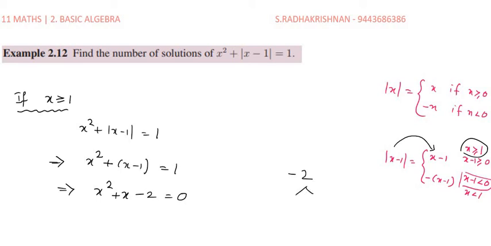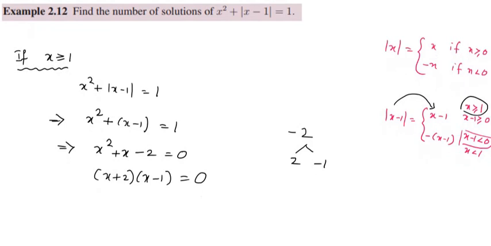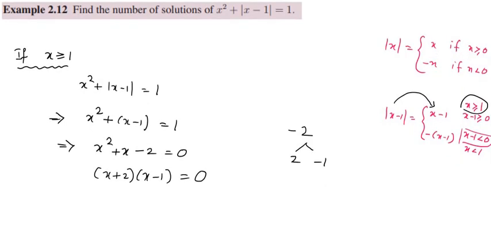Minus 2, if I solve, what will I get? 2 and minus 1. If I multiply, I will be getting minus 2. If I add these two numbers, I will be getting plus 2. Therefore, x plus 2 into x minus 1 equal to 0. From here, what will I get? X plus 2 equal to 0, x minus 1 is equal to 0. Therefore, x value is minus 2 or x is equal to 1.